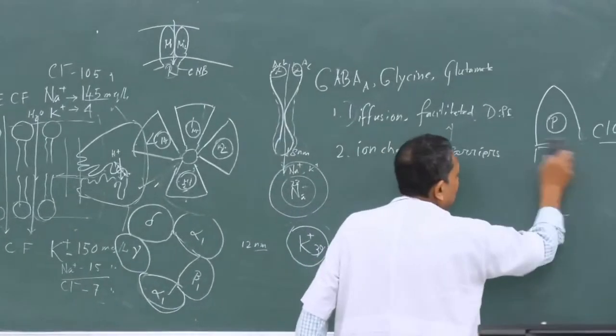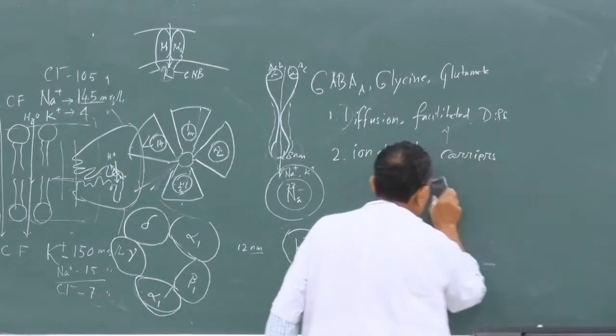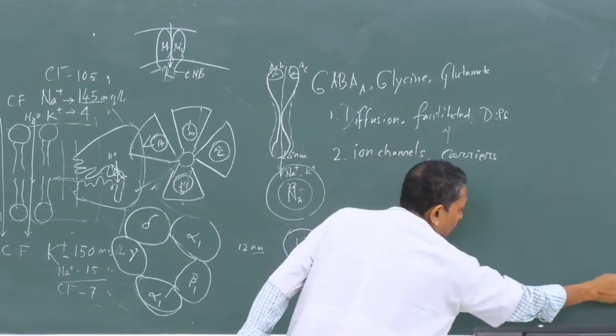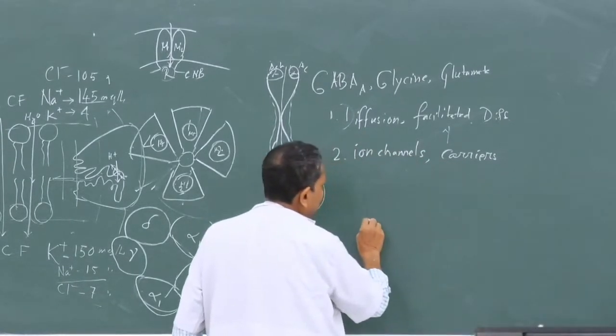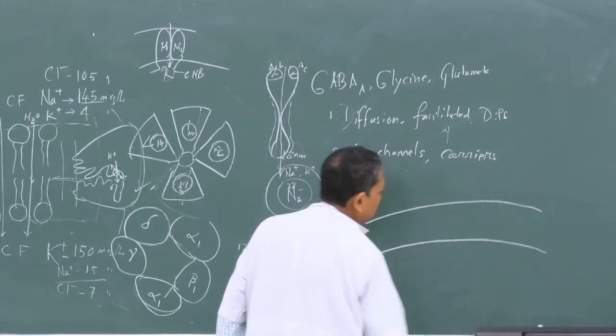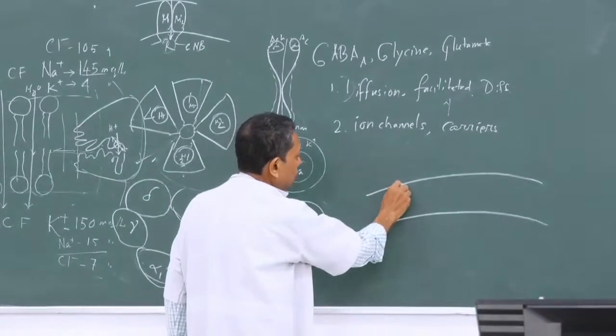Sodium potassium ATPase, when you consider it, has two subunits. There are also other parts written in the text. There are membrane, cell membrane.